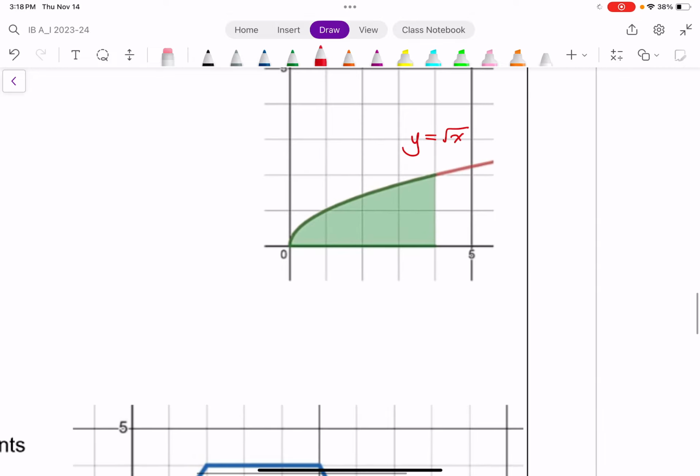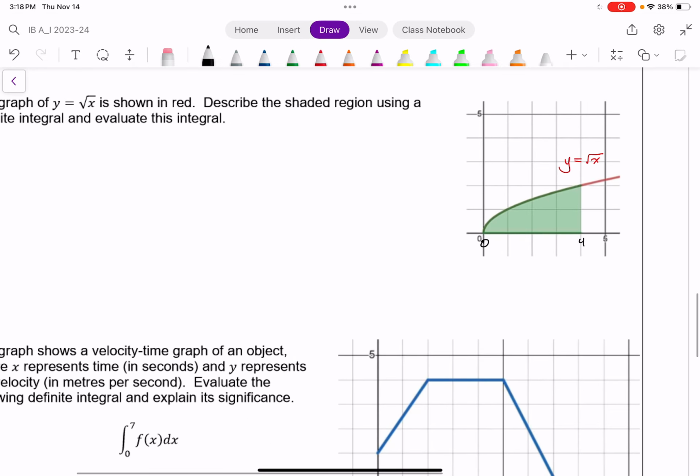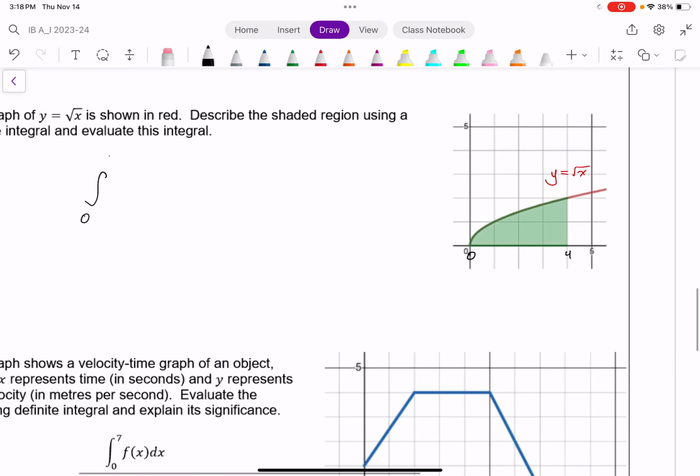Well, if I look at my graph, this is the region below root x and the x-axis between 0 and 4. And so I can express this as an integral from 0 to 4 of root x dx. At that point, I can just type this into my GDC. It's probably fastest not to actually graph it, just to type it in directly. And you should get about 5.33.